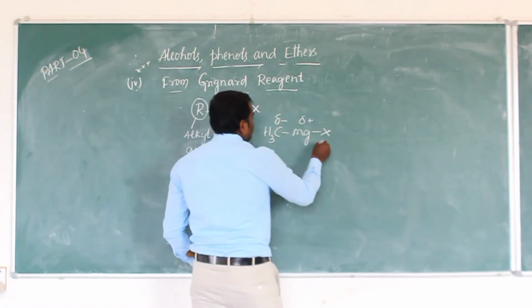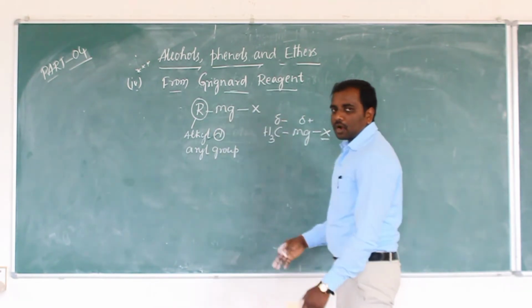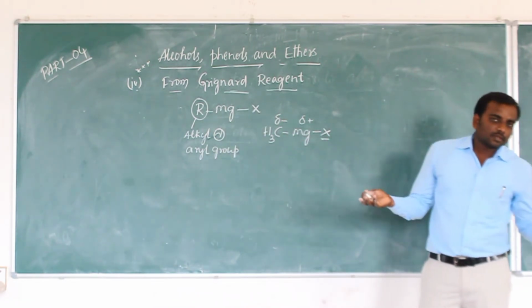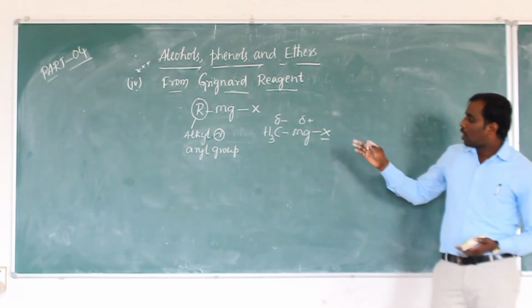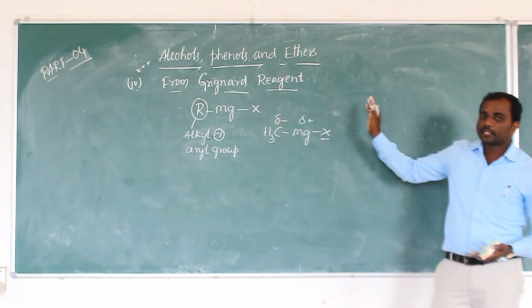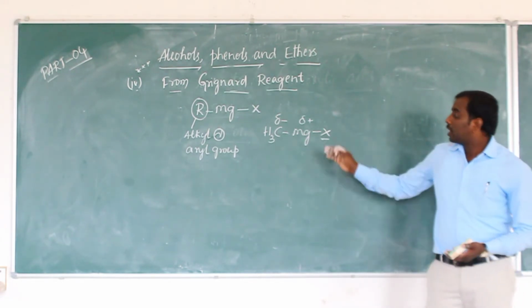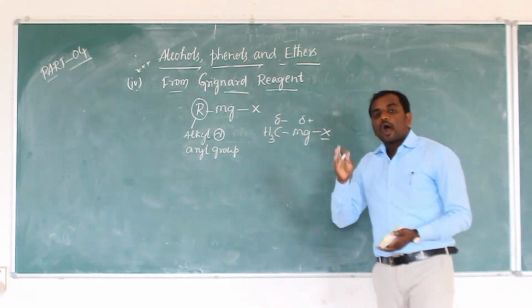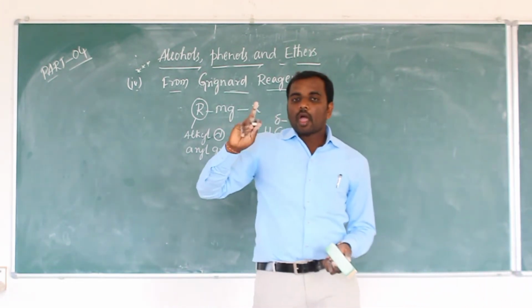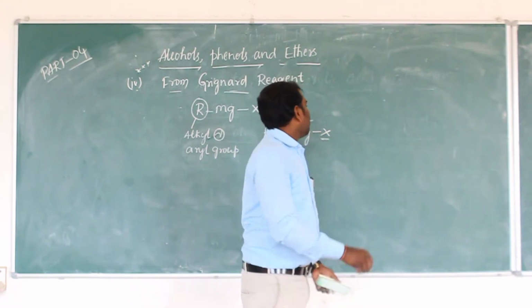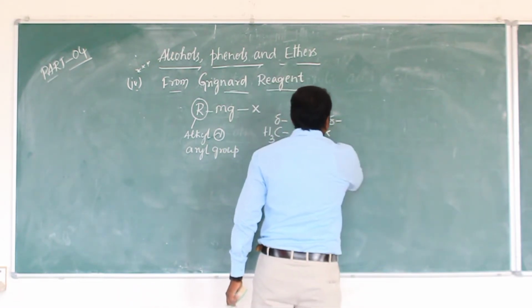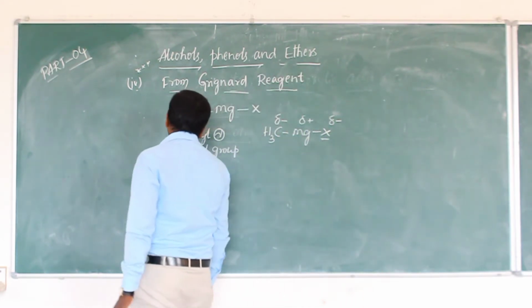Already we know that this X always carries a negative charge. All the halogens are highly electronegative elements. Is it clear? So it carries a partially negative charge.